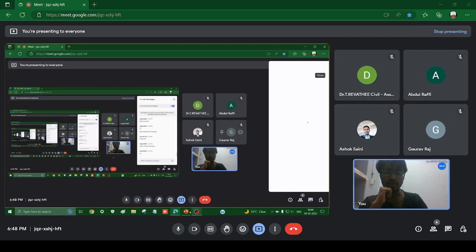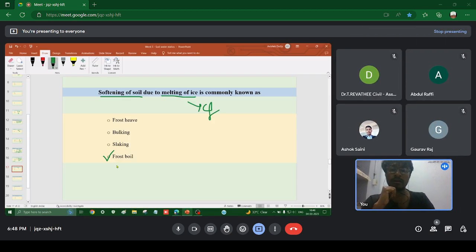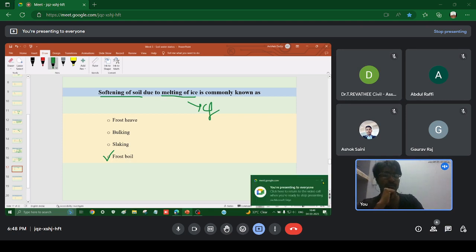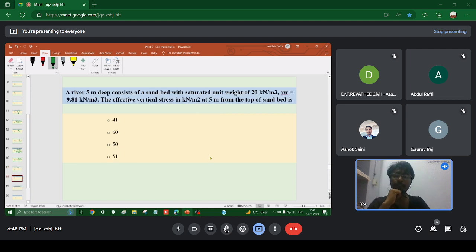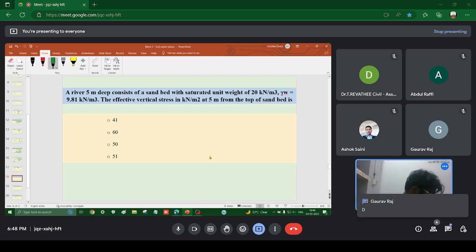So here the phenomenon is called frost boil, due to softening of soil and addition of moisture due to melting of ice. Okay. A river 5 meter deep consists of a sand bed with saturated unit weight of 20 kN per meter cube. Gamma W is given as 9.81. Find the effective vertical stress at 5 meter from the top of the sand bed.